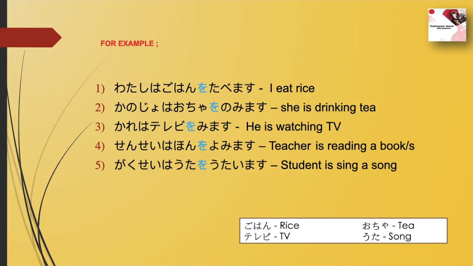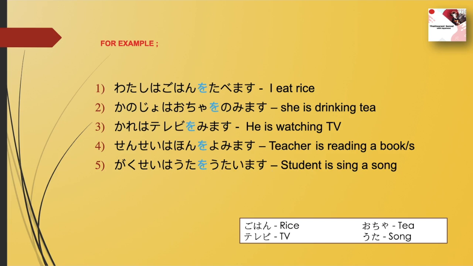Here we have our final one, which is student is singing a song. Here we can say gakusei wa uta wo utaimasu. Here gakusei means student, and we have wa, and after that uta, that means song, and after that we have wo, and after that we have the verb, which is utaimasu, and that means sing.